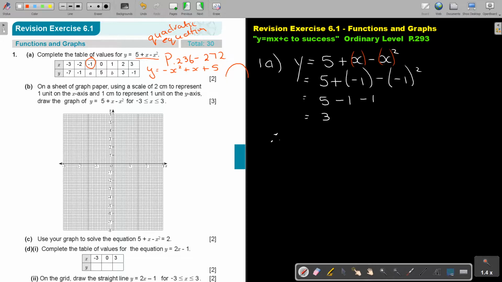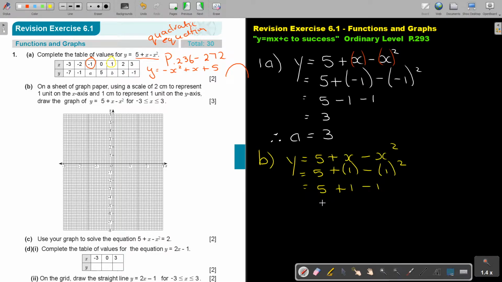And therefore, A is equal to 3. Okay, let's do the next one. Number B. Y is equal to 5 plus x minus x squared. And now again I substitute, and what do I substitute now? 1. I do it in brackets, especially if it's negative, it's very important. So it's 5 plus 1 minus 1, and that will just be 5. So therefore the value of P will be equal to 5. Okay, and that's easy marks to get.